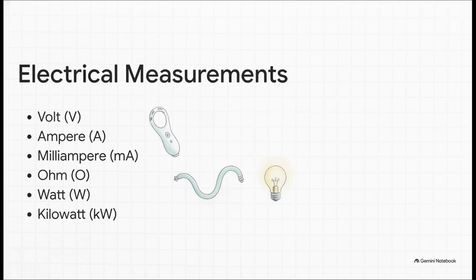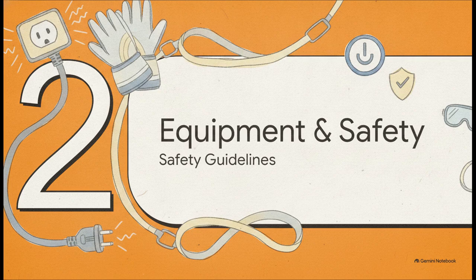Then there's an ohm, which measures the resistance of an electric current. Think of it like a kink in that garden hose we just talked about. And finally, watts and kilowatts measure how much electrical energy is being used in one single second. Getting a handle on these units is your first real step to harnessing electricity safely. Which brings us directly to Section 2, Equipment and Safety Guidelines.